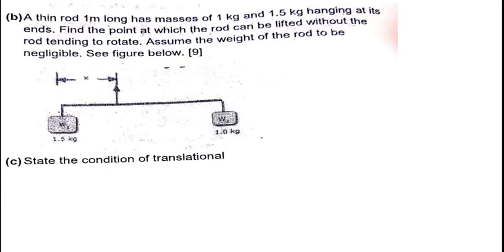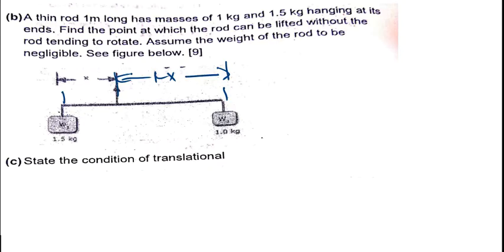A thin rod, 1 meter long, has masses of 1 kg and 1.5 kg hanging at its end. Find the point at which the rod can be lifted without the rod tending to rotate. Assume the weight of the rod to be negligible. See the figure below. So the total distance from this point here to that point is 1. So if this is x, the remaining part will be 1 minus x, of which x we don't know.